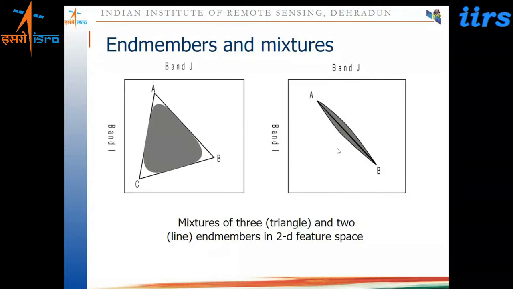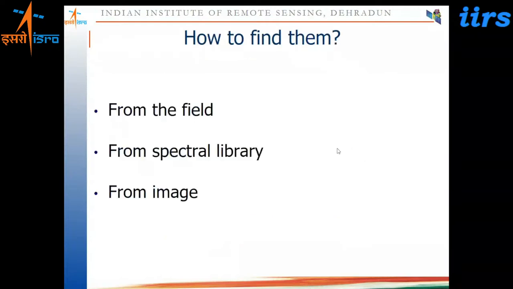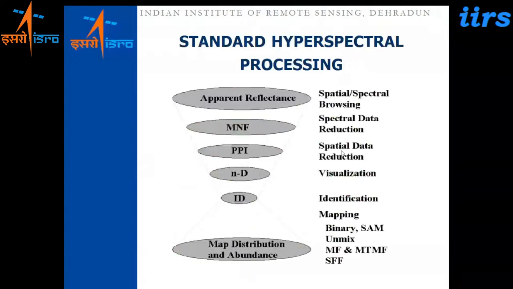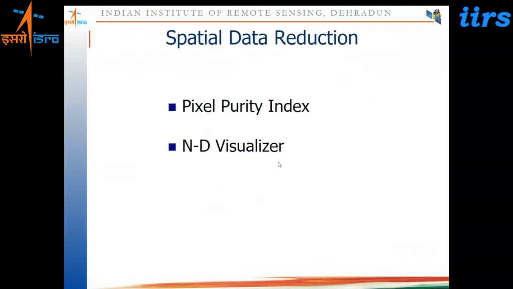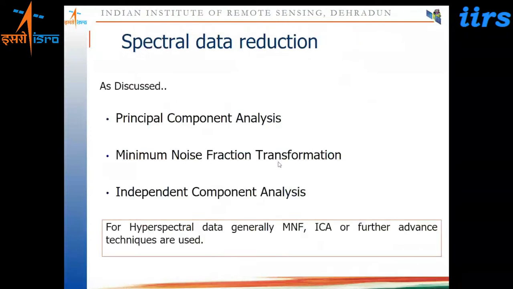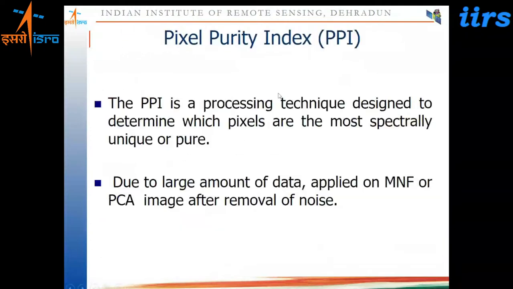Out of this, we have already studied MNF and the atmospheric correction tool, and now we are dealing with the pixel purity index, or the spatial data reduction technique. This is the processing technique designed to determine the pixels that are the most spectrally unique, or the pure pixels.